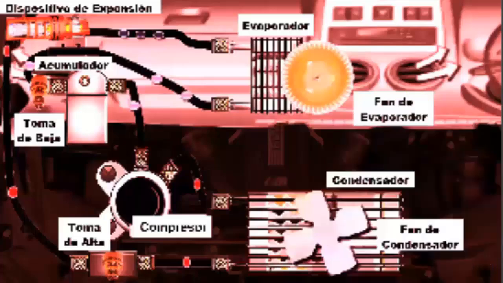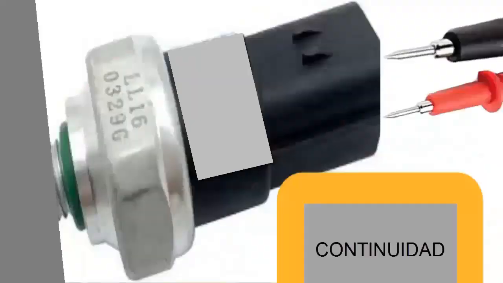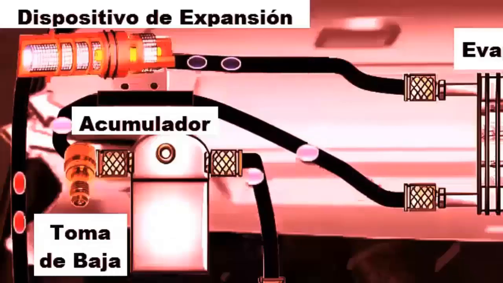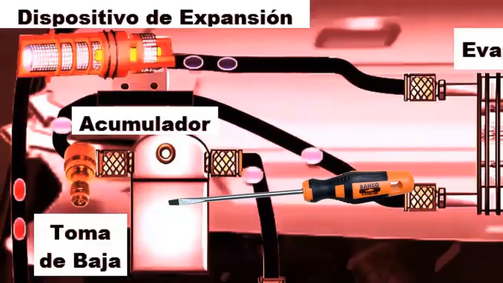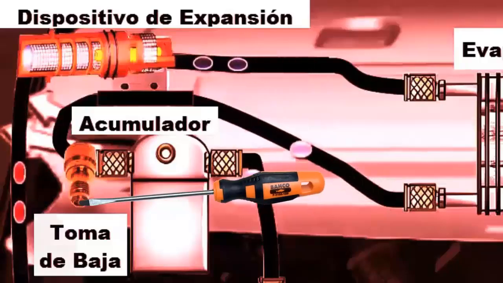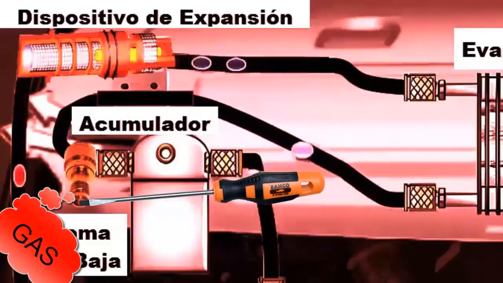E. If you do not have a manifold gauge set, perform the continuity test using the multimeter. If there is no continuity, locate the low or high pressure port where the manifold gauges connect. Use a metallic object to press the valve and check for gas release. If gas pressure is present, the low pressure switch may be the problem.